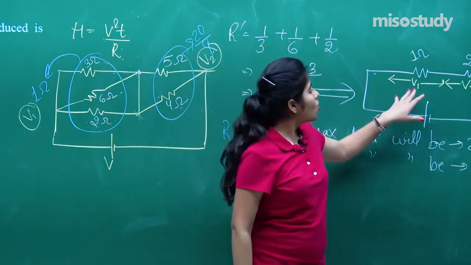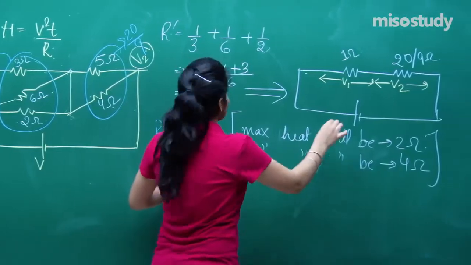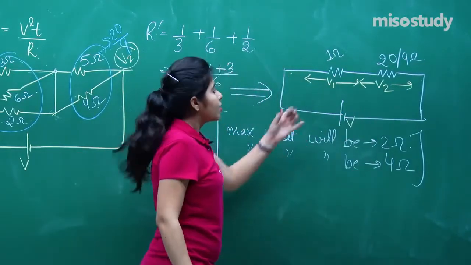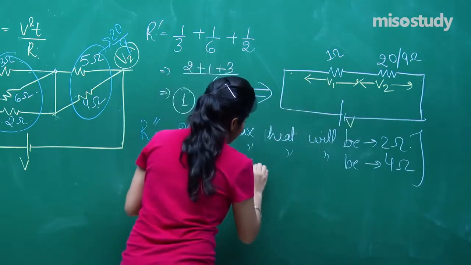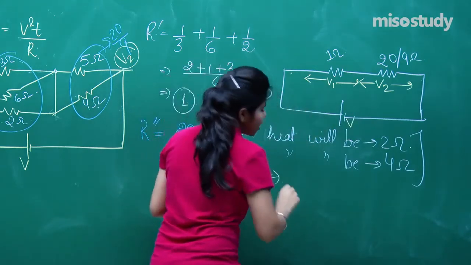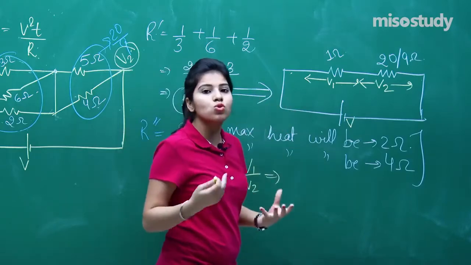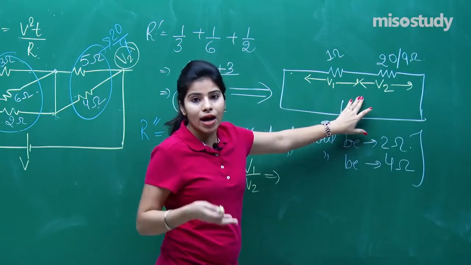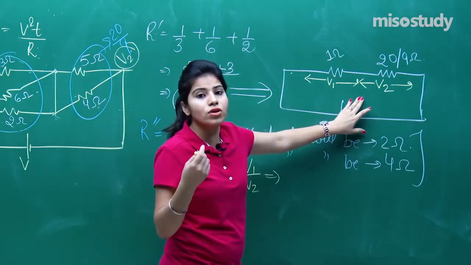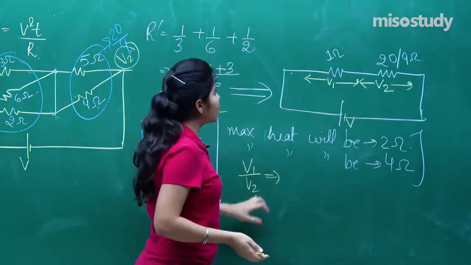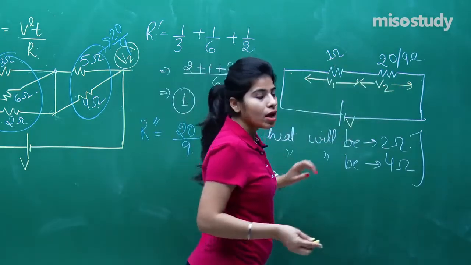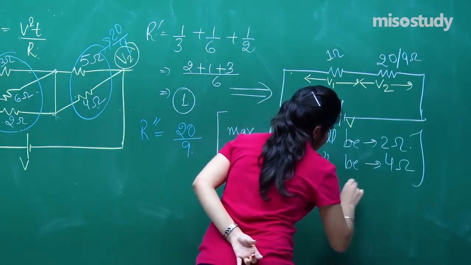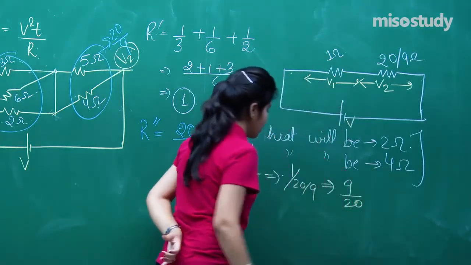Okay. Now the total voltage has been given as capital V. Now if I write V1 upon V2, that will be V equals IR. Because current will be the same in the series circuit, I and I will cancel, and we will have the ratio of only R1 and R2. So V1 upon V2 will be equal to R1 upon R2, that is 1 divided by 20 by 9, or you can say 9 by 20.